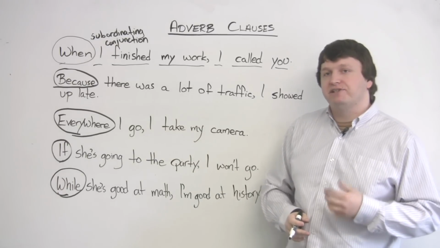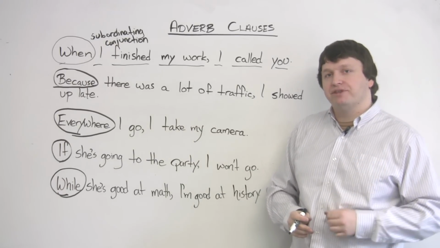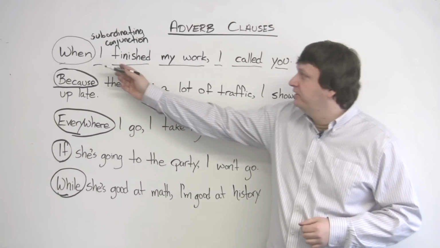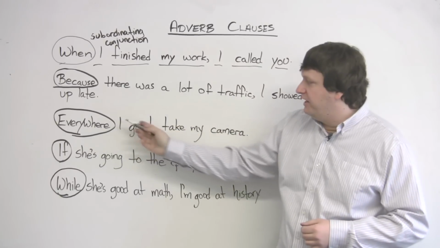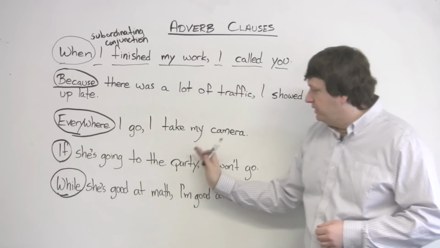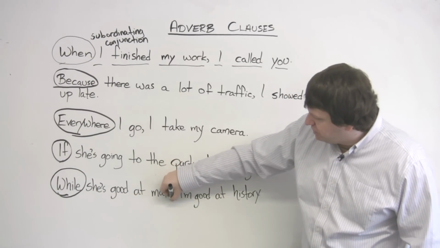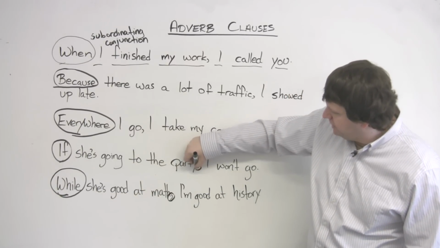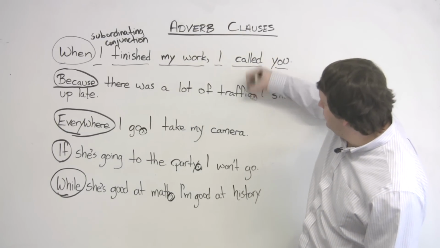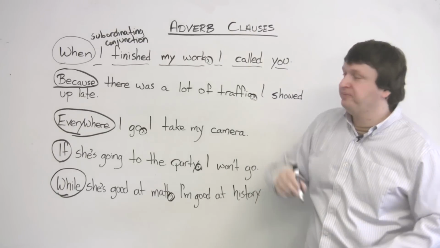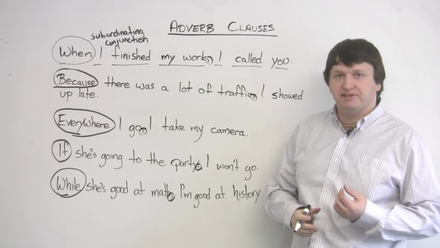Now you'll notice when you have a subordinate clause, when you begin a sentence or a thought with a subordinate clause like we've done here, when I finished my work, because there was a lot of traffic, everywhere I go, if she's going to the party, while she's good at math, we always separate the two clauses with a comma. And the second part of the clause is going to be a complete sentence.